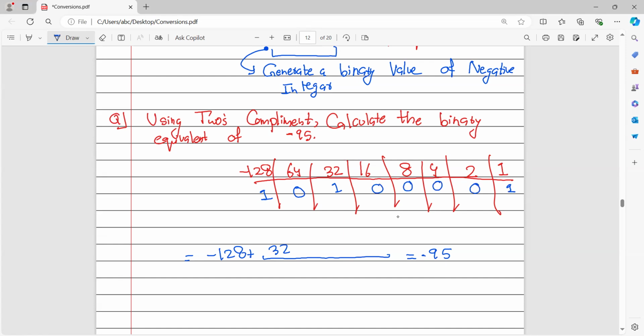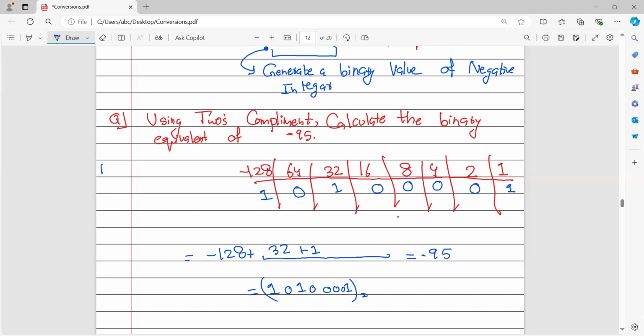So minus 128 plus 32 plus 1 results in minus 95, and at the same time, your final answer that is going to be generated is 1, 0, 1, 0, and 0, 0, 0, 1. This is going to be your final answer of a negative number. So do you have any confusions in this? No, sir.